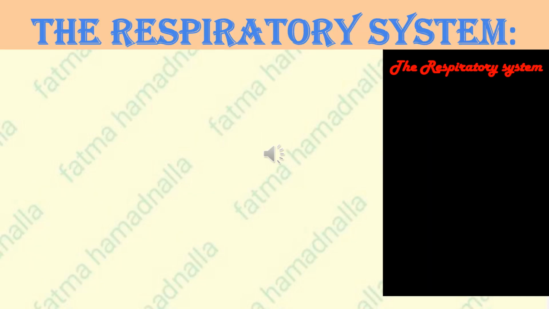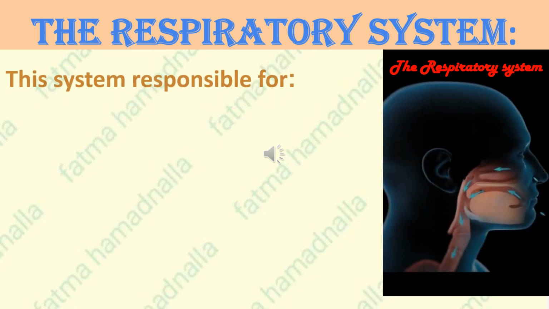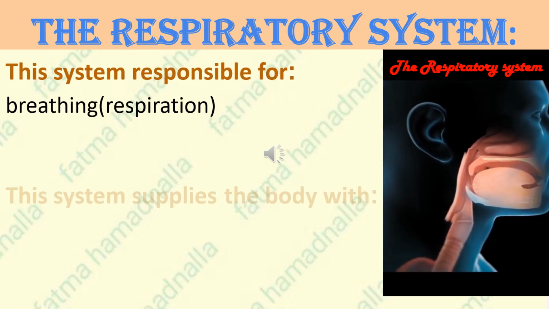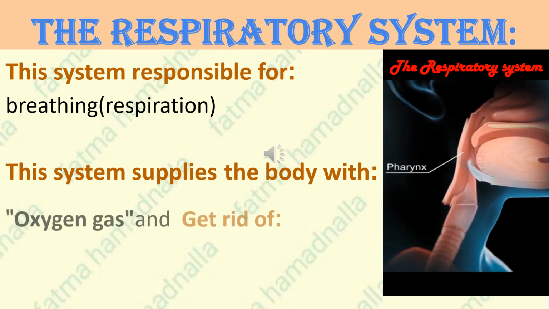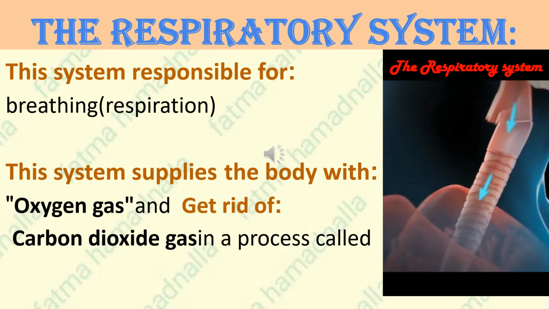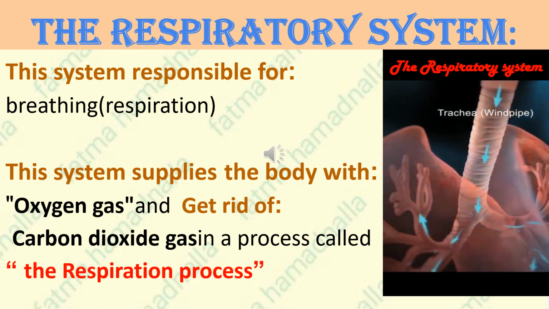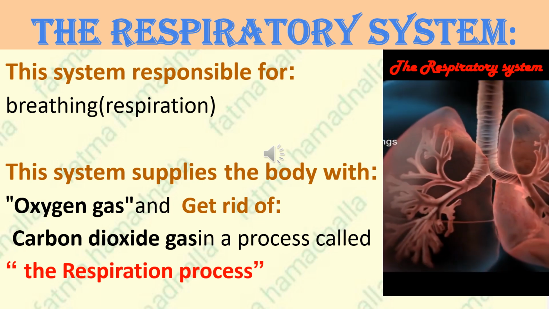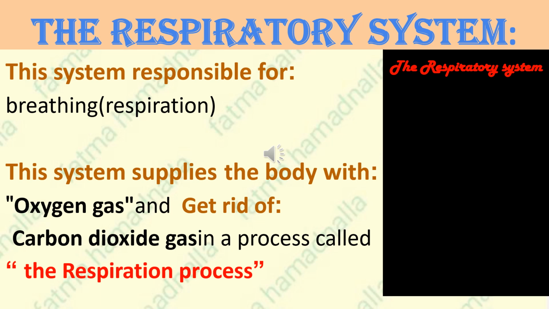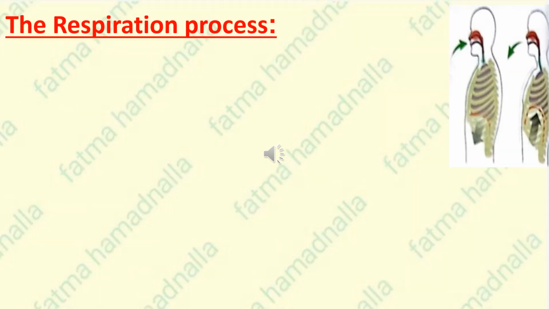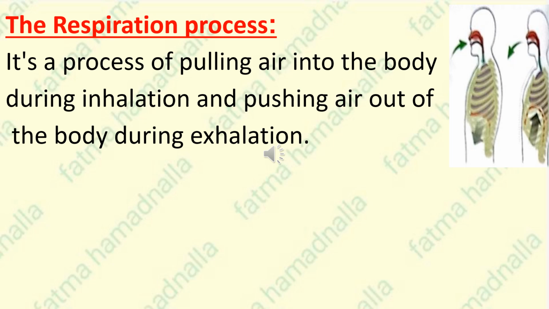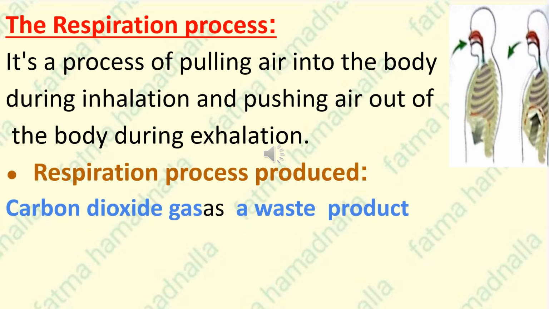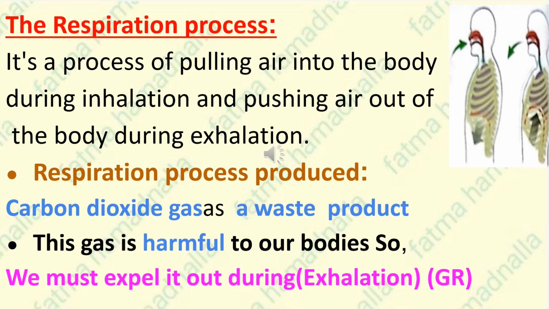The respiratory system. This system is responsible for breathing, which means respiration. This system supplies the body with oxygen gas and gets rid of carbon dioxide gas in a process called the respiration process. What is the meaning of the respiration process? It's a process of pulling air into the body during inhalation and pushing air out of the body during exhalation. The respiration process produces carbon dioxide gas as a waste product. This gas is harmful to our bodies, so we must expel it during exhalation.